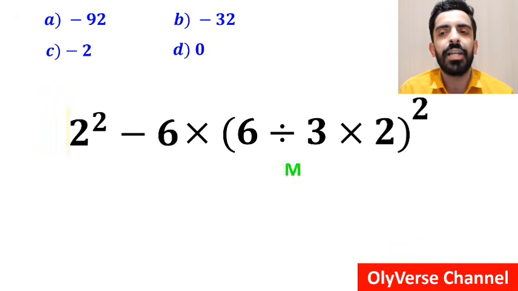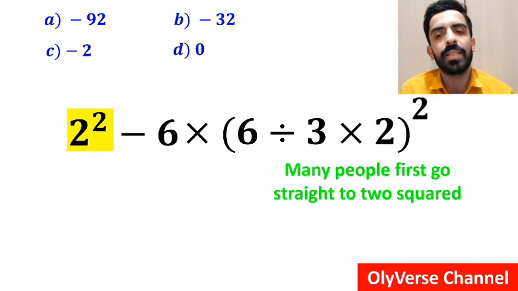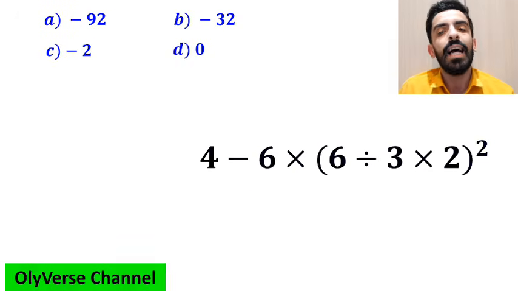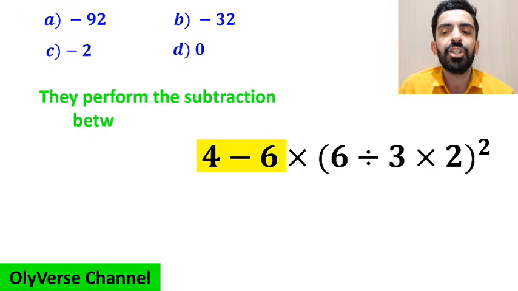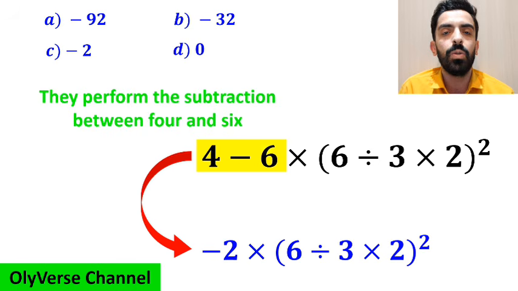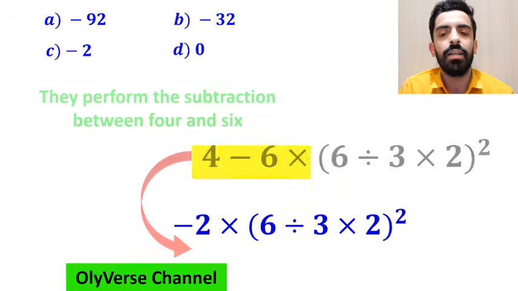To solve this question, many people first go straight to 2 squared and they simplify this expression to 4 minus 6 multiplied by 6 divided by 3 times 2 inside the parentheses and all squared. And the next step, they perform the subtraction between 4 and 6 and write this expression as negative 2 multiplied by 6 divided by 3 times 2 inside the parentheses and all squared.